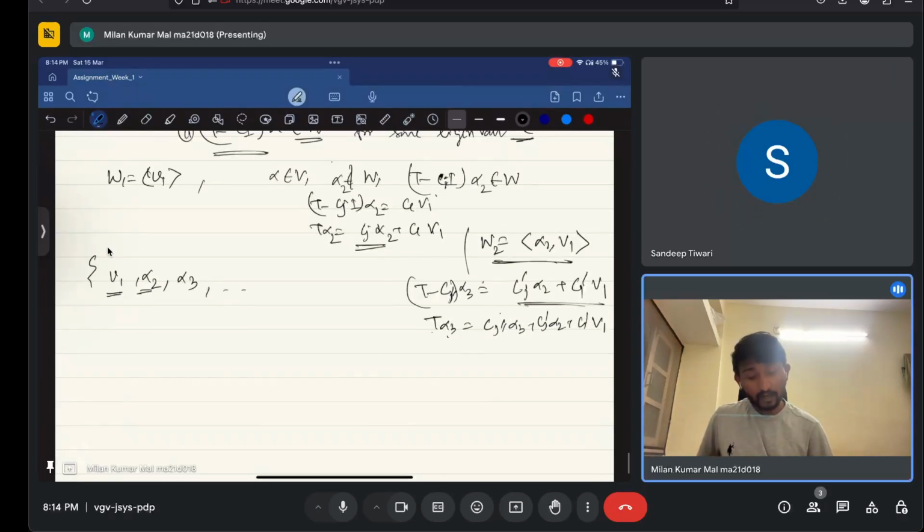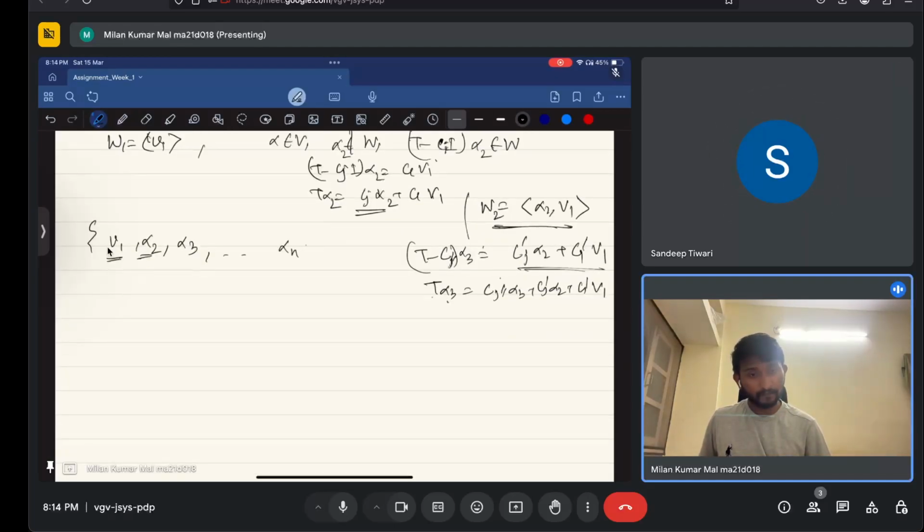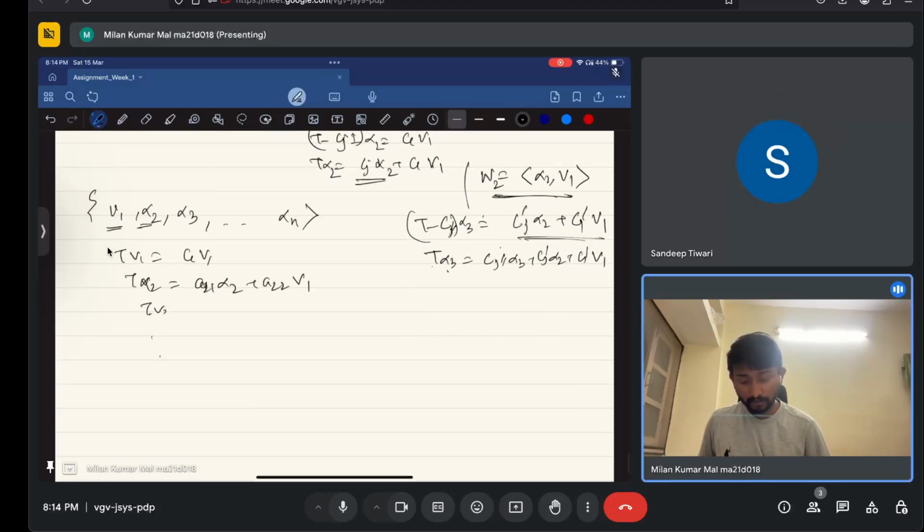Now in this way we will obviously end up getting n vectors, because we can't keep getting new vectors forever, since V is a finite dimensional vector space. Therefore we will end up with a vector alpha n. Note that T of V1 is equal to C1 V1. T of V2 is a scalar multiple of alpha 2 plus a multiple of V1. T of V3 is a linear combination of alpha 3, alpha 2 and V1.